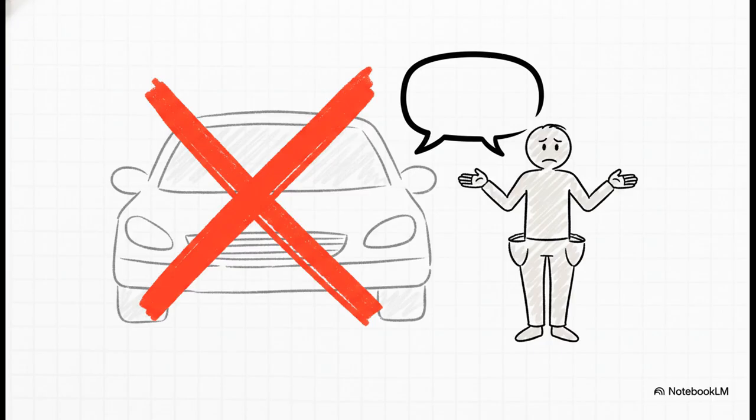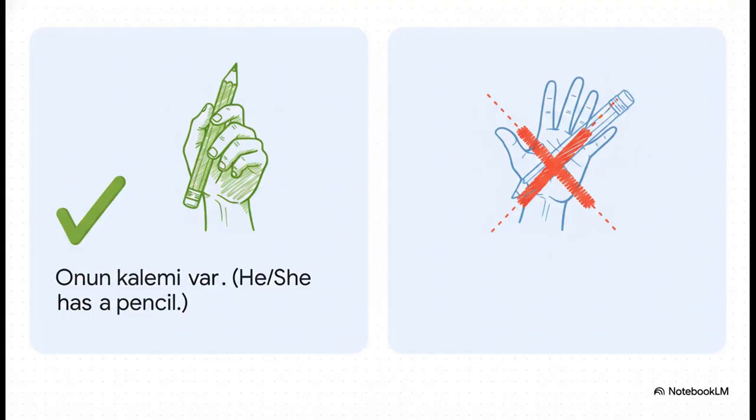Once you get that core idea, you can talk about not having anything. And this isn't just for you. This system works for everybody. Onun kalemi var literally means his or her pencil exists, which is just how you say he or she has a pencil. And you guessed it, onun kalemi yok means they don't have one.